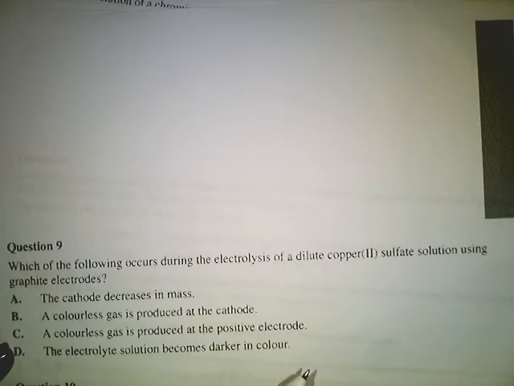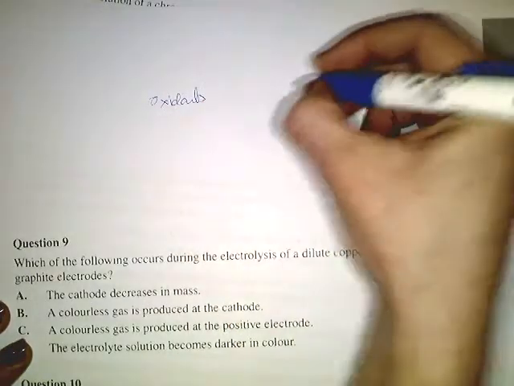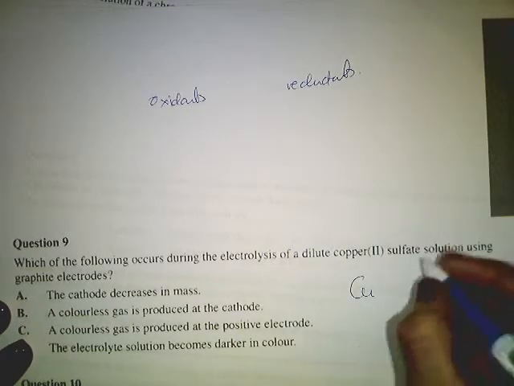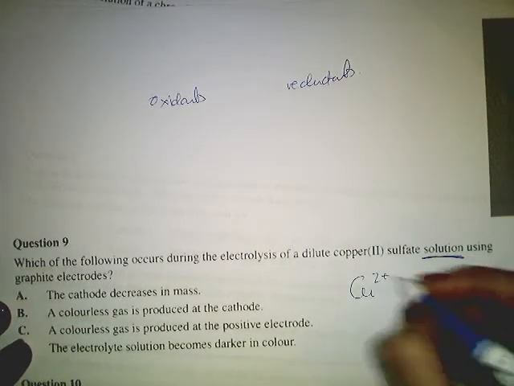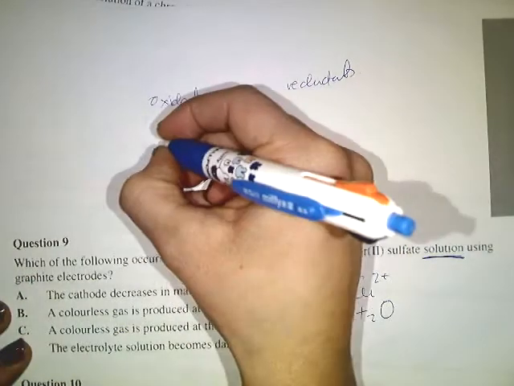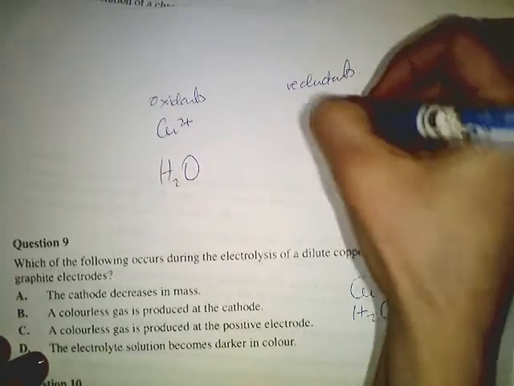Okay. Which of the following occurs during electrolysis of a dilute copper sulfate solution using graphite electrodes? Well, let's write out the oxidants and reductants. Now, what have we got? It's a solution, so we've got water, copper 2+, H2O. Is that it? Yay. Okay, so copper 2+ should be a stronger oxidant than water. Yep, so I'd write that further up. On the other side, you've only got water.